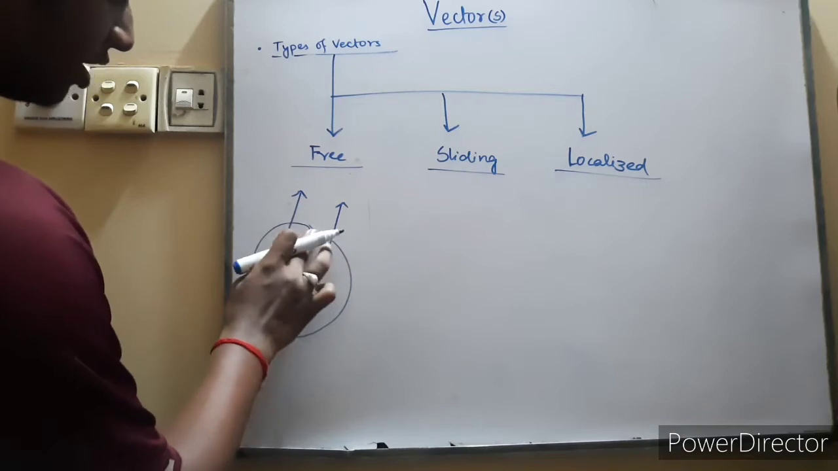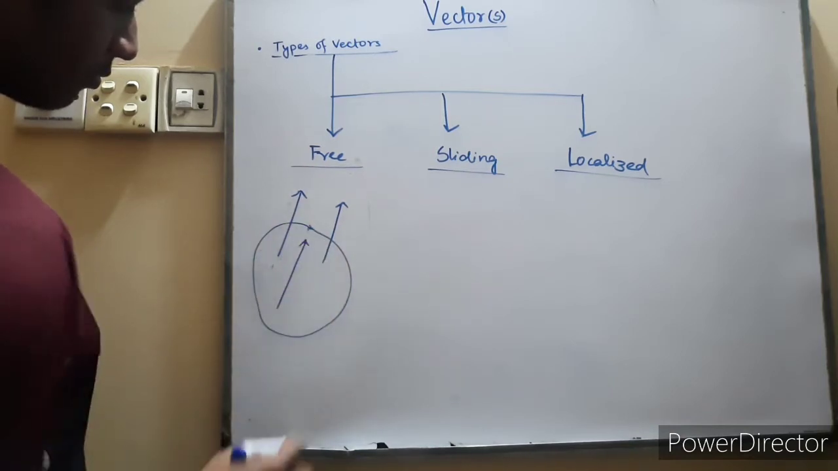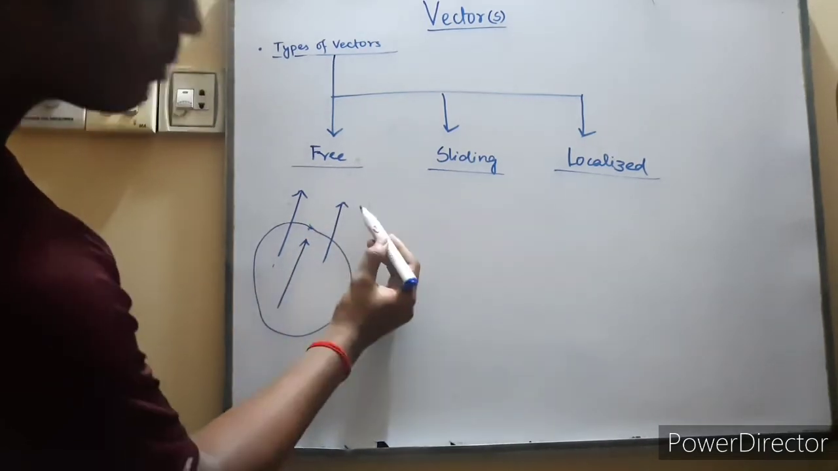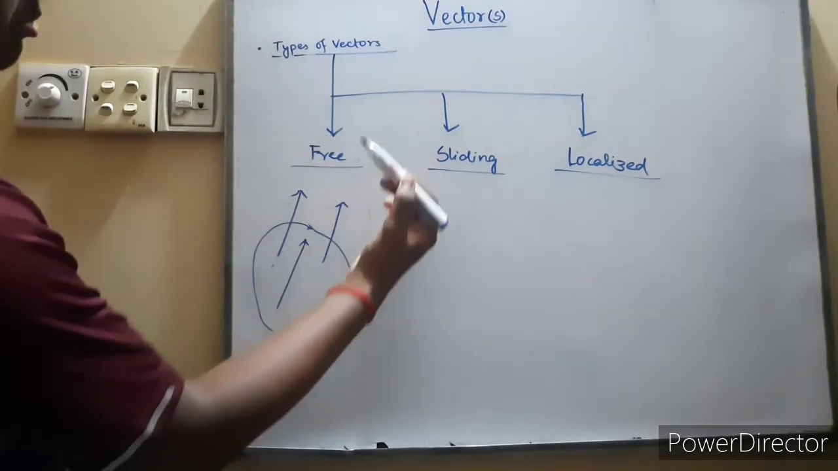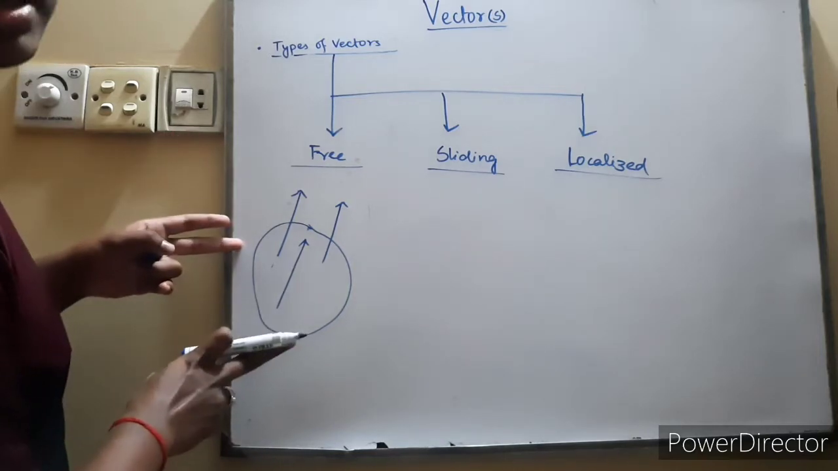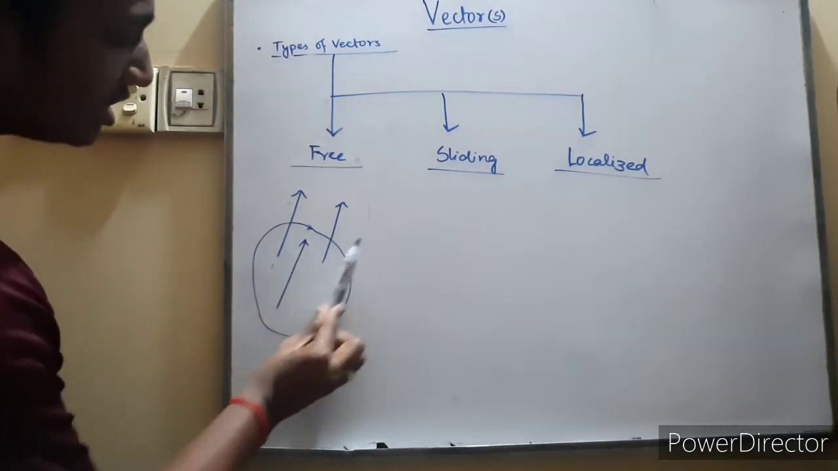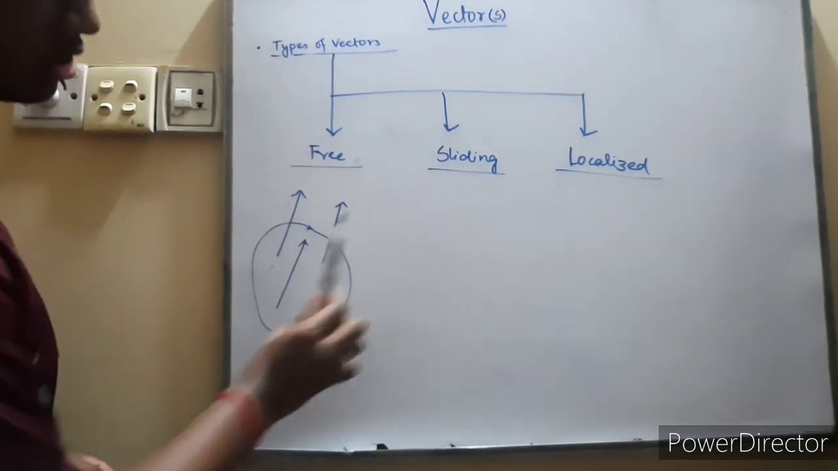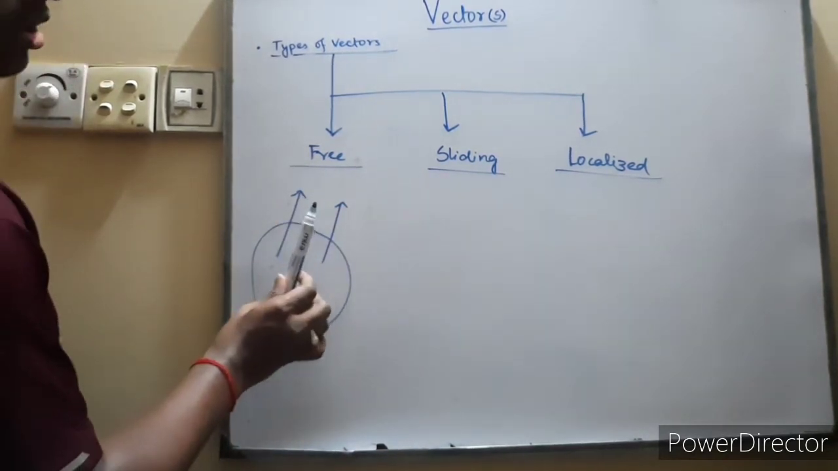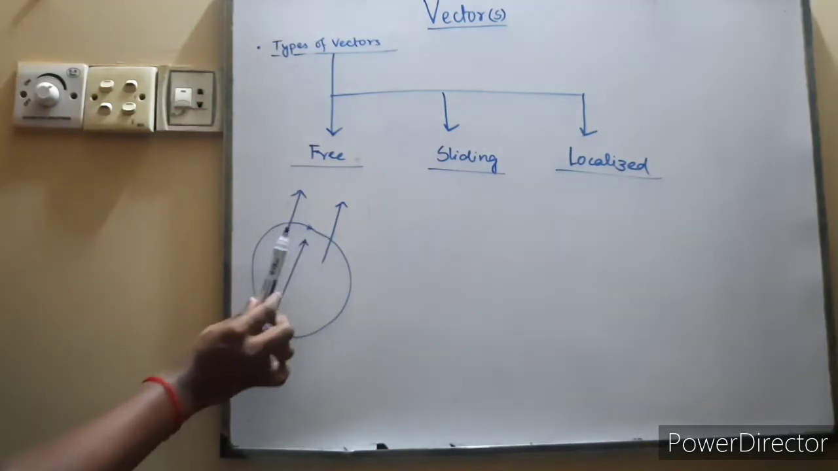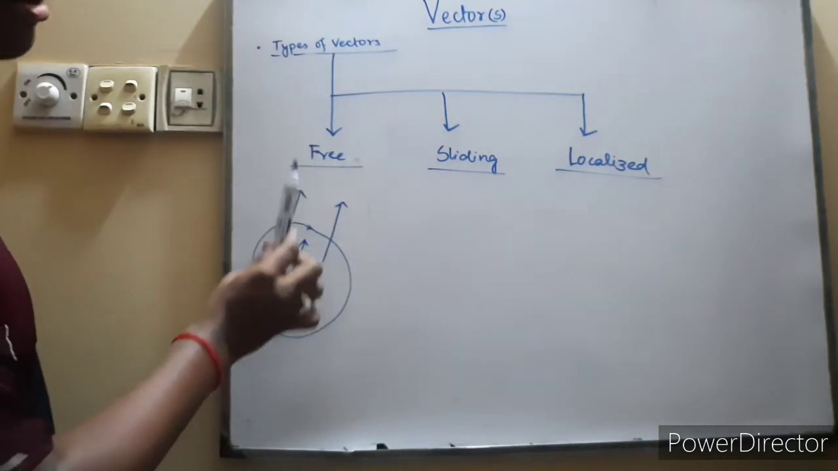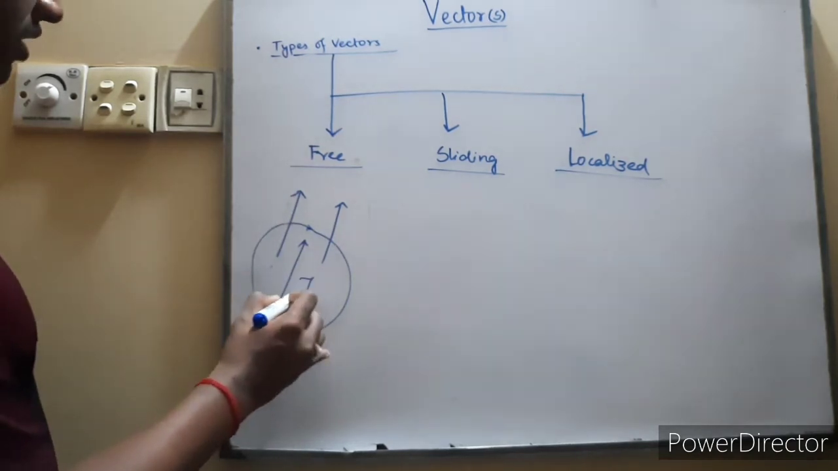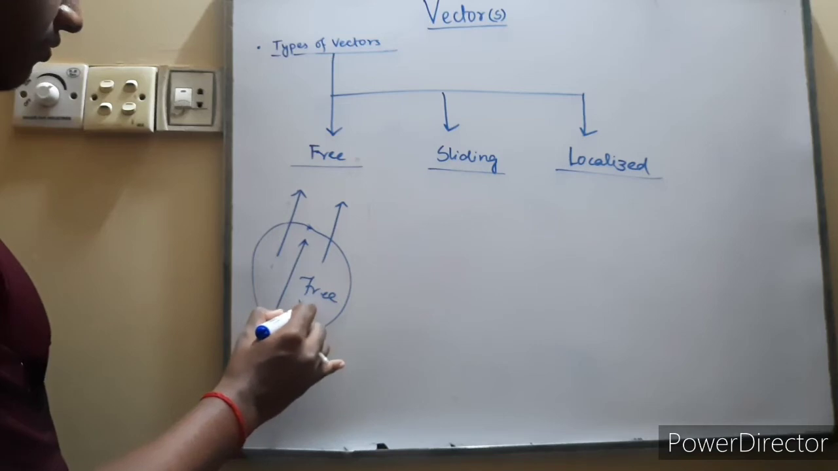Suppose this is a body. Now three vectors are coming out of it. They are of equal magnitude and they are acting in the same direction. So we can say that they are equal vectors. If one vector can be shifted anywhere in the body, it cannot go outside of the body, of course, it has to remain inside the body, but if it can be shifted anywhere within the body without changing direction or magnitude, then this type of vector is called a free vector.